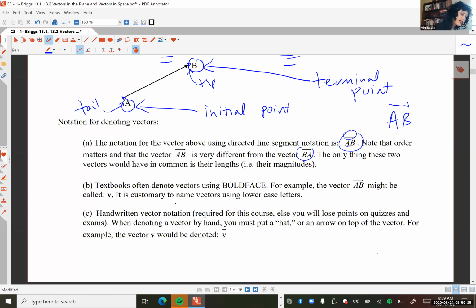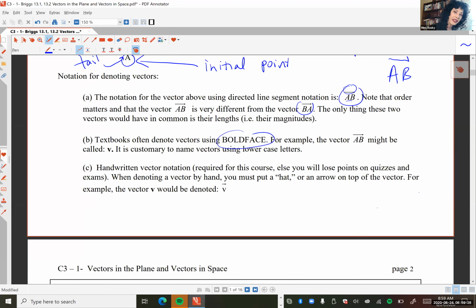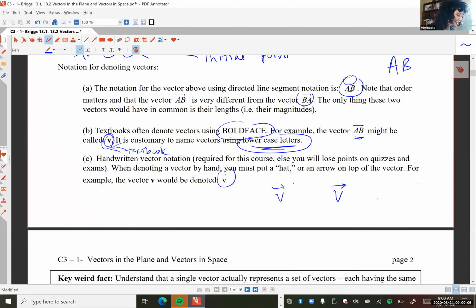Textbooks refer to vectors in boldface, and they typically don't use this AB type notation. They typically use lowercase letters, and they do it in bold. We're not going to do that when we do handwriting. In handwritten work, the way I want you to do it is when you write down on a quiz or an exam, you'll just put V and you'll put a little vector on top. You could do it like this also. I'm okay with that also. Either way, I'm cool. So that's how you're going to denote a vector from now on in this class.